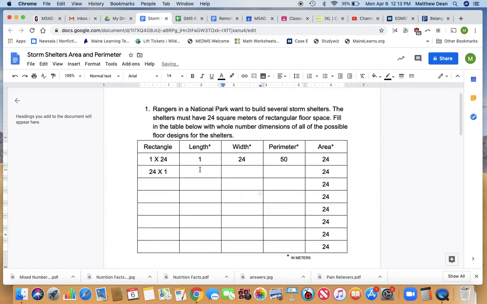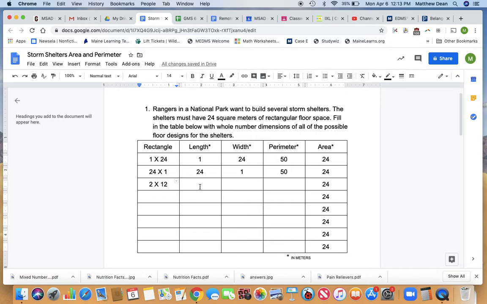I can make it a 24 by 1. So now my length is 24, my width is 1. Doesn't change my perimeter, that stays as 50. All right. What's the next factor of 24 I could use? We could use 2. So we have 2 times 12.